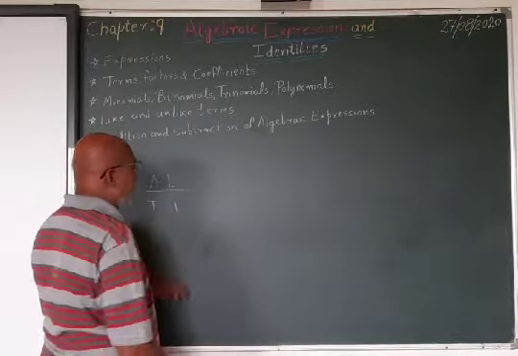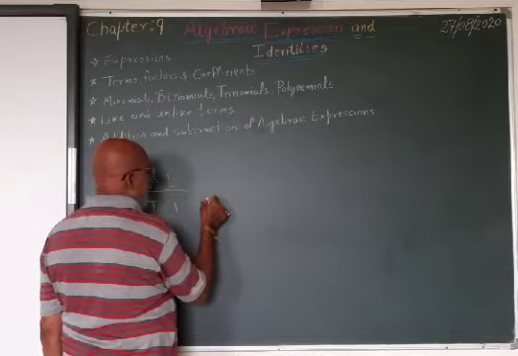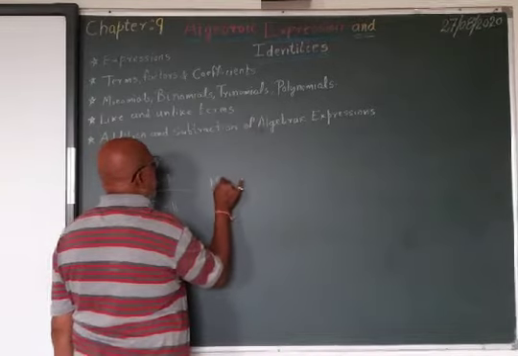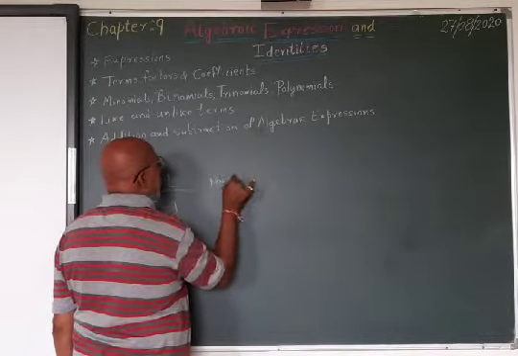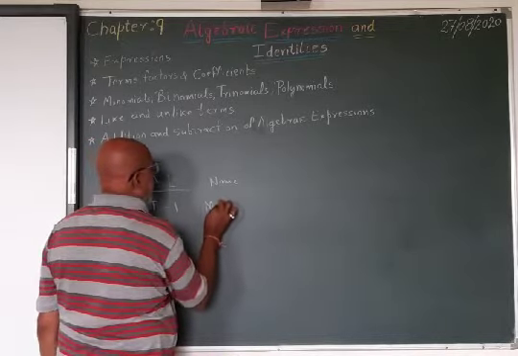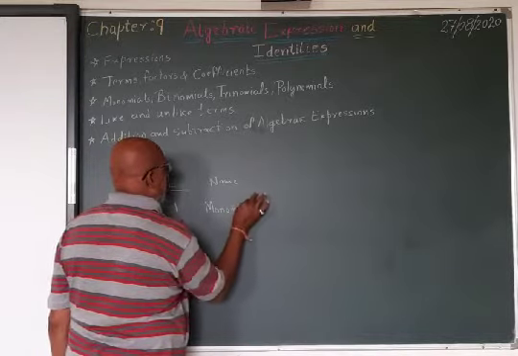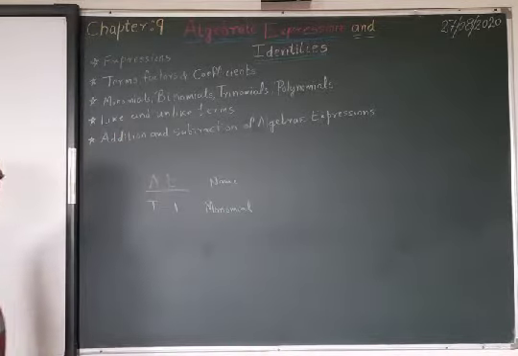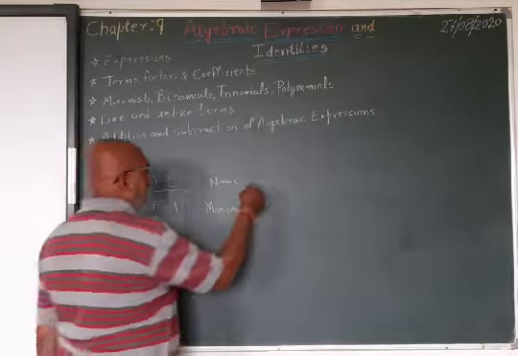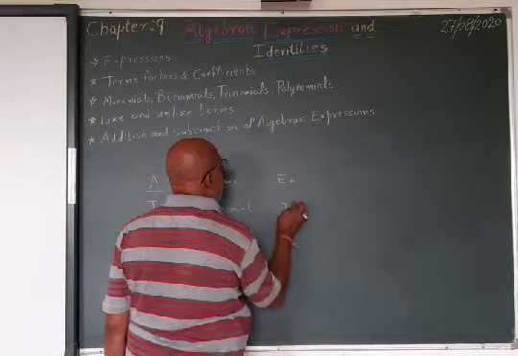So only one term is there in the algebraic expression. The name of that algebraic expression, we can say, is monomial. It is monomial, and an example of a monomial we can write is 7x.